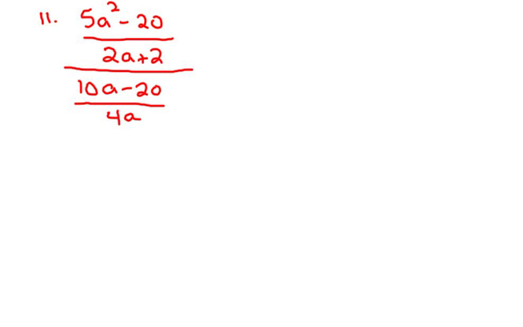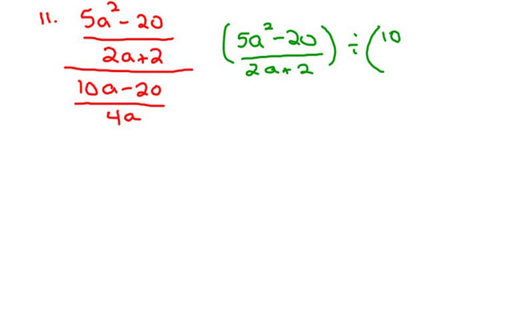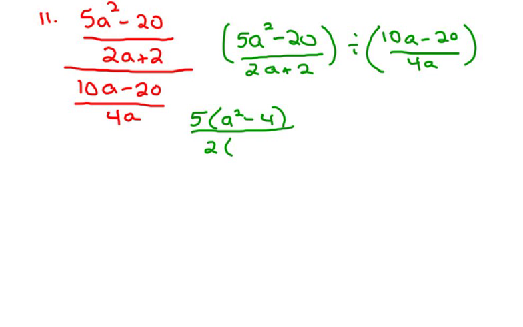Okay, this is a complex fraction. Remember, first step, rewrite it as a division problem. So this is 5a squared minus 20 over 2a plus 2 divided by 10a minus 20 over 4a. So now it is one fraction divided by one fraction, so what we want to do is factor, flip, and multiply. So take out a GCF of 5, leaves you a squared minus 4, and take out a GCF of 2, leaves you a plus 1. Flip, 4a is a monomial, it doesn't factor. 10a minus 20 has a GCF of 10, leaving you a minus 2.